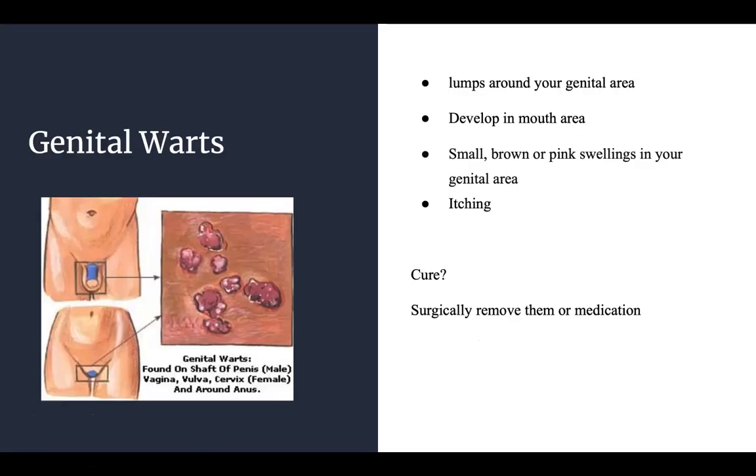Next I have genital warts. Genital warts have the same side effects in men and women. There are lumps around the genital area. Sometimes they can develop in the mouth area, and they're pretty distinguishable. They're small brown or pink swellings in your genital area or your mouth, like bumps, and they itch a lot. To cure this, you can either take medication or surgically remove them. On the picture, there's an example of where they're typically found. For men, it's on the shaft, and for women, it's on the vagina or around the anus as well.